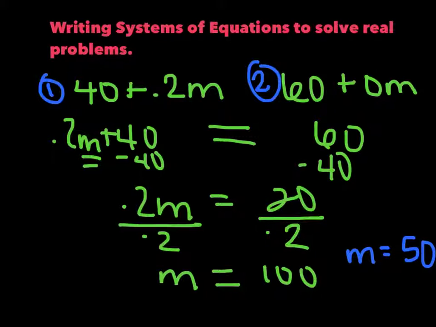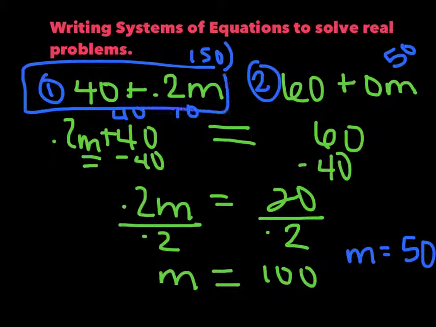So if you plug in 50 messages for the top one, you're plugging in 50 right here. If you take 0.2 times 50, this ends up being 10 on your overall bill. So 40 plus 10 is equal to 50 bucks. This one, if you plug in 50, you don't pay anything for text messages, so you're still paying 60 bucks. Well, I would rather pay 50 bucks if I'm not going to use any more text messages than that. So you would want to go with plan 1.